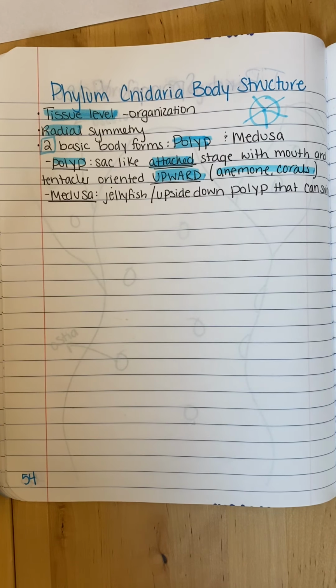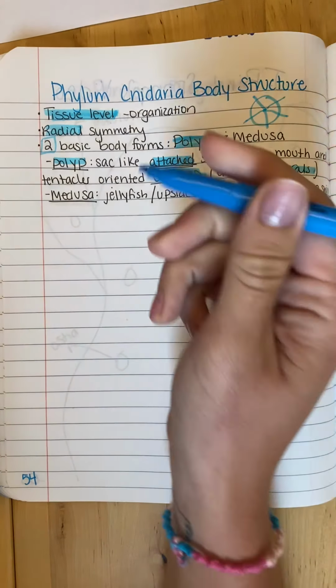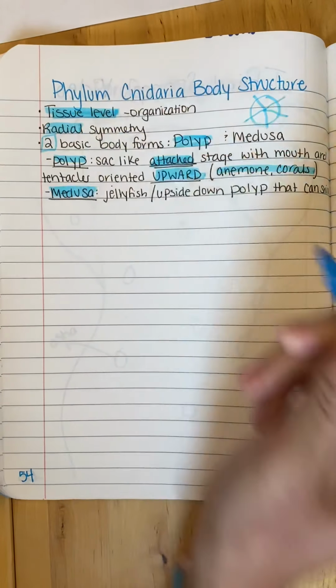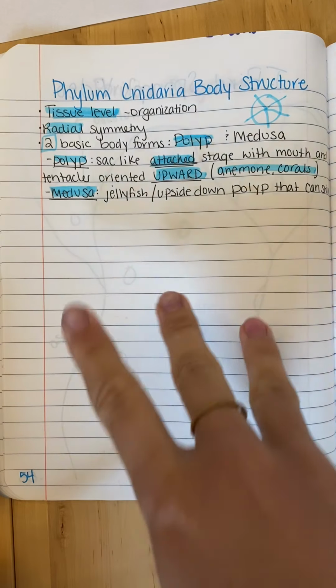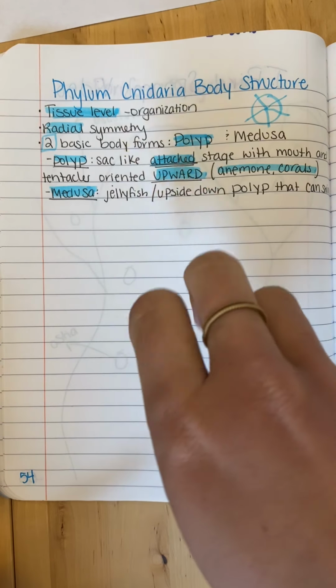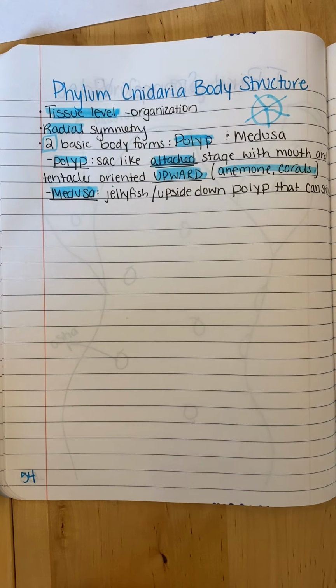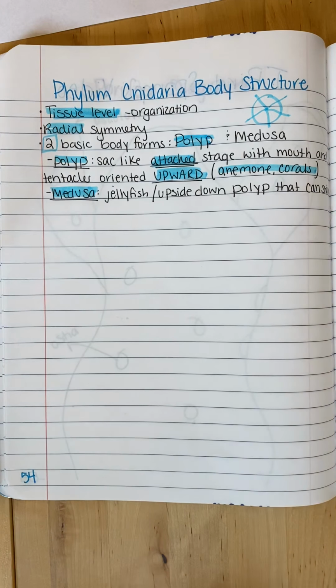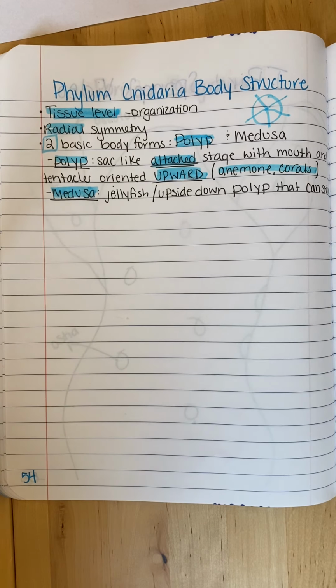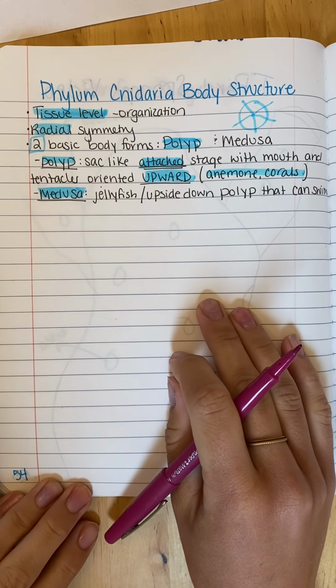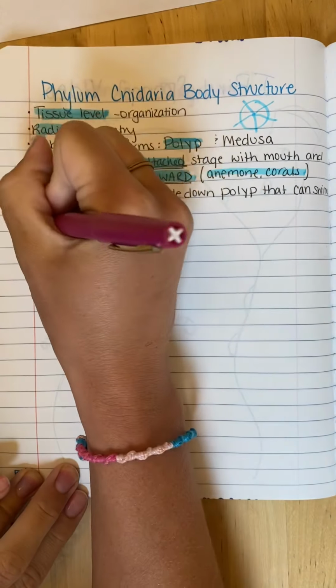The other type of basic body form of a Cnidarian is a medusa. I always like to remember this by making an M with your fingers and pointing it down. So medusa is like our jellyfish, and these are upside down polyps that can actually swim. So our polyp is the attached stage. It's attached at a substrate on a surface with the mouth and the tentacles facing upwards, and then the medusa is the jellyfish form where your polyp is basically upside down and it can swim.